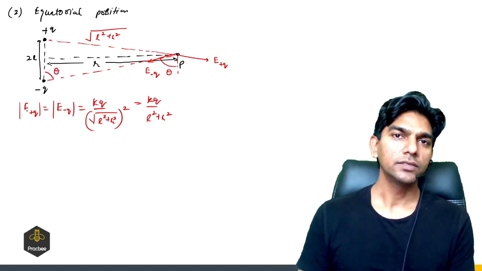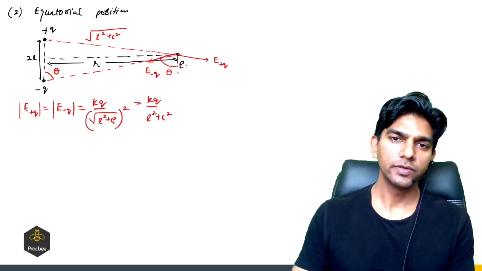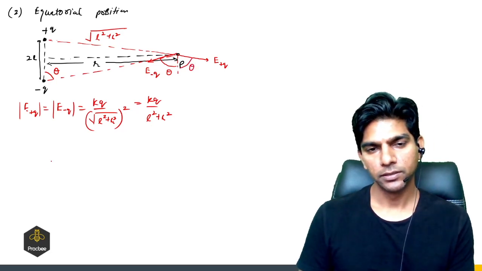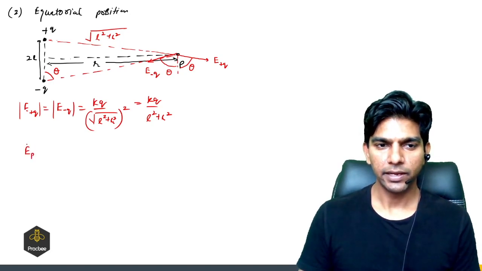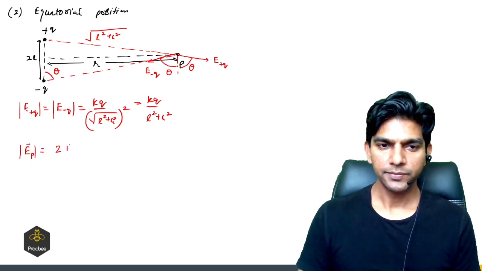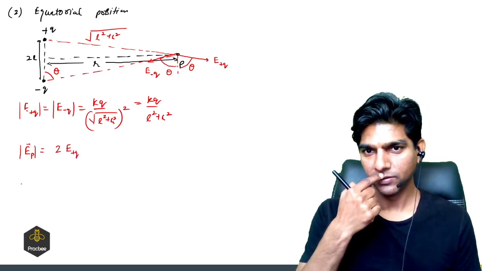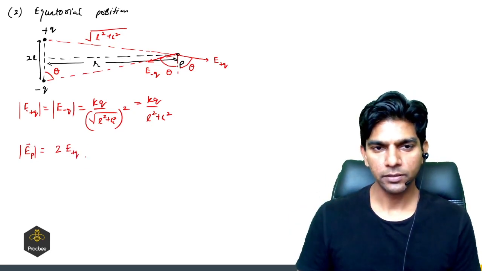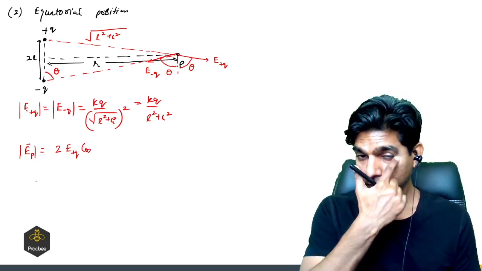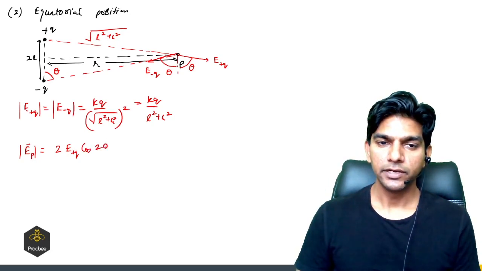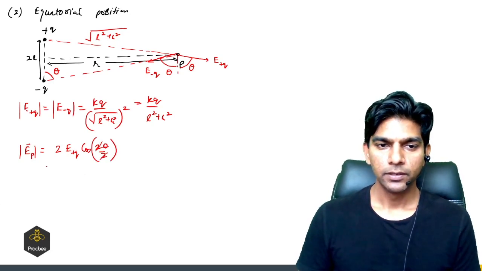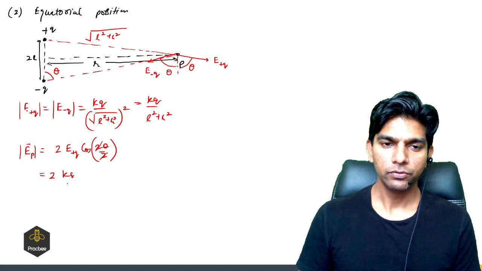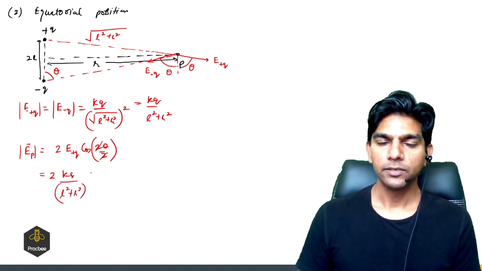Now I have two vectors and the angle between these two vectors is 2 theta. Both the vectors have the same magnitude. So the electric field at P, its magnitude will be 2 times the magnitude of one of the vectors times cos 2 theta by 2. So that is the resultant. So it will be 2 times KQ divided by L square plus R square times cos theta.